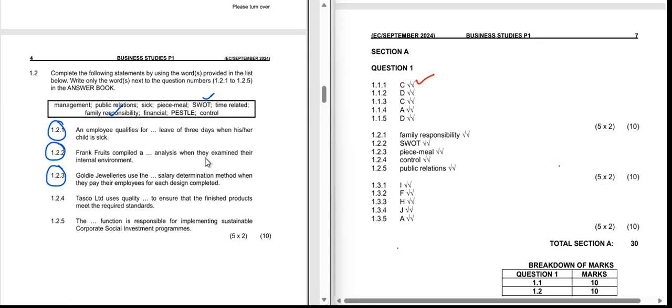So this one is piecemeal. That's the name of this method, because here they say when they pay their employees for each design completed.